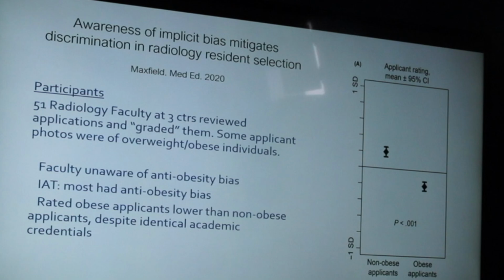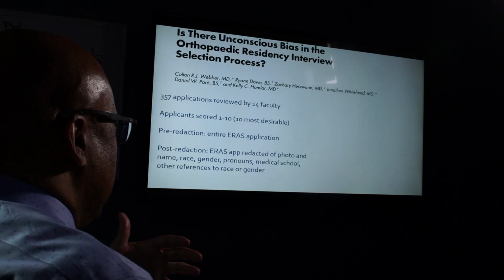And they mixed up the credentials so that some had very strong academic credentials and some had mediocre academic credentials. They then had those radiology residency faculty members rate the applicants in terms of how competitive they were. And what they found was that for identical academic credentials, the applications whose photographs appeared obese or overweight were rated as less competitive for the residency program.